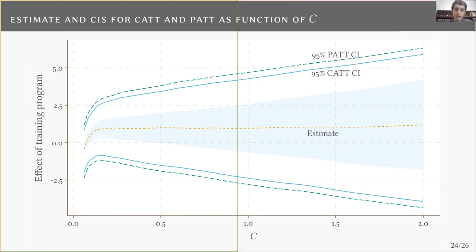And to answer the earlier question about how big C needs to be in order for the matching estimator to be optimal, I don't have the results here, but they're reported in the paper. For our baseline specification, when C is equal to one, the matching estimator is about 90% efficient relative to the optimal estimator. And the efficiency increases with C. I think it goes up to 95 at C equal to 2.5.